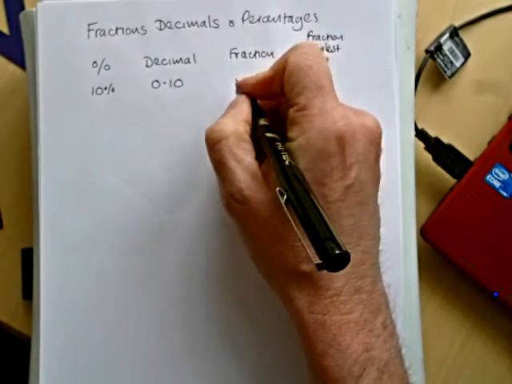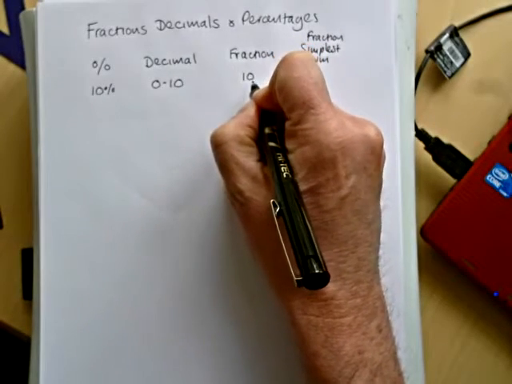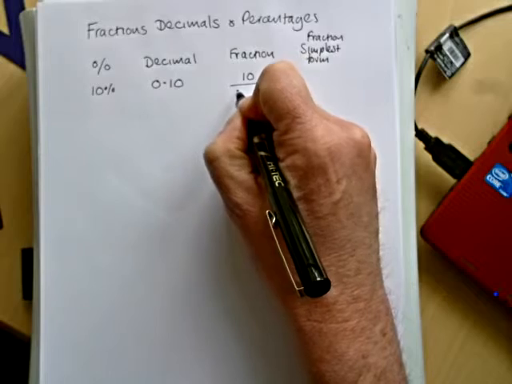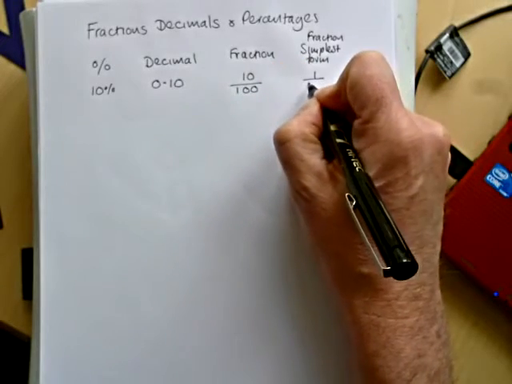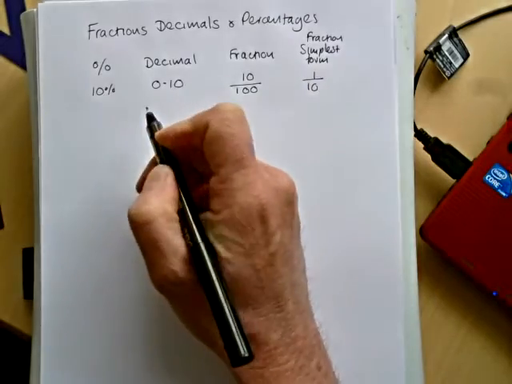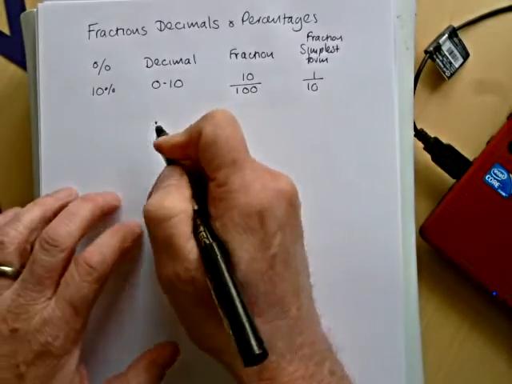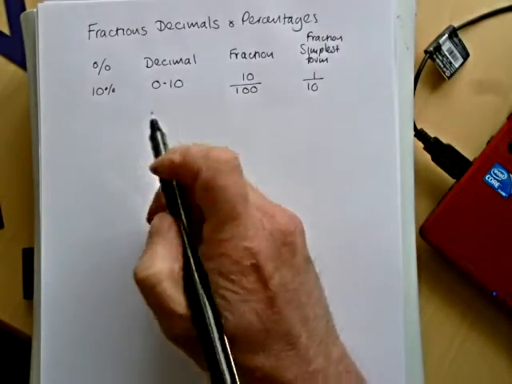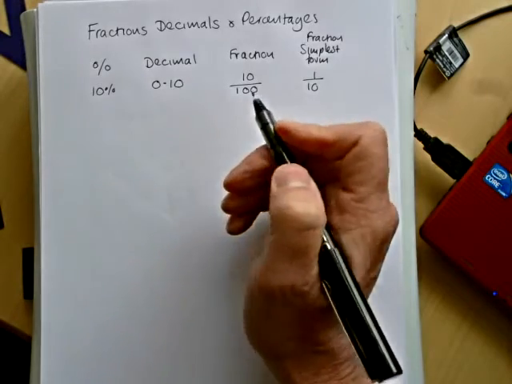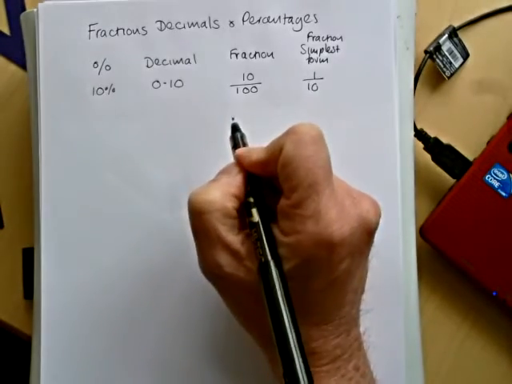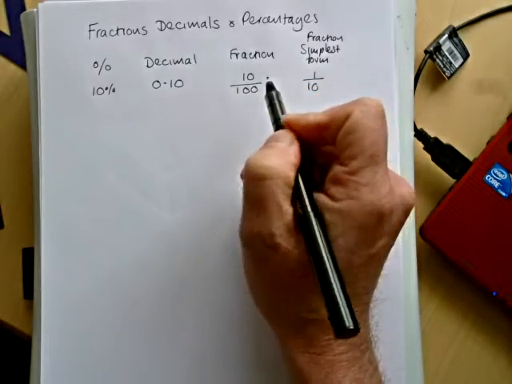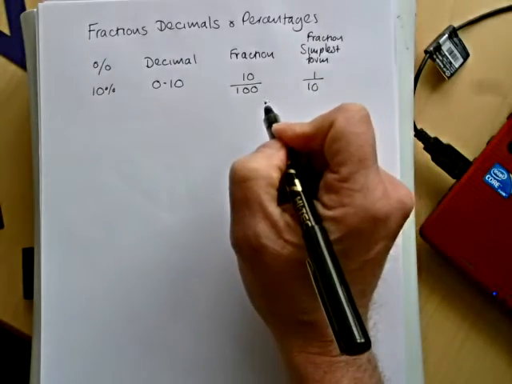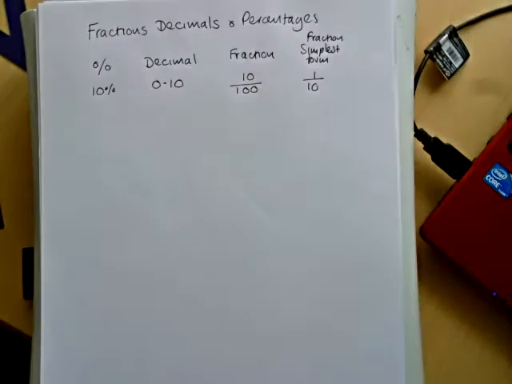Now as a fraction, 10%, a percent is out of 100, so it's 10 out of 100. But we can simplify that down to 1/10. Quite often you're expected to convert percentages into decimals to use your calculator, or to put fractions and decimals into order by converting them all into percentages or into fractions and so on. So this short video is just going to show you the key essentials.